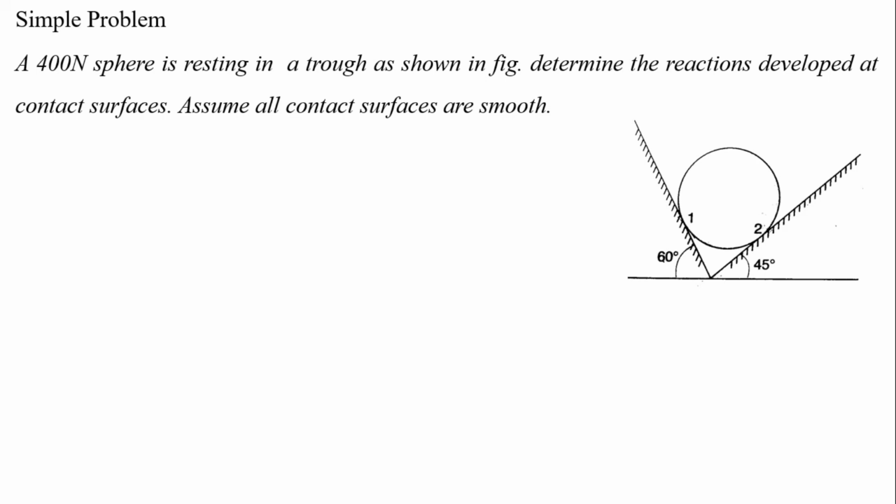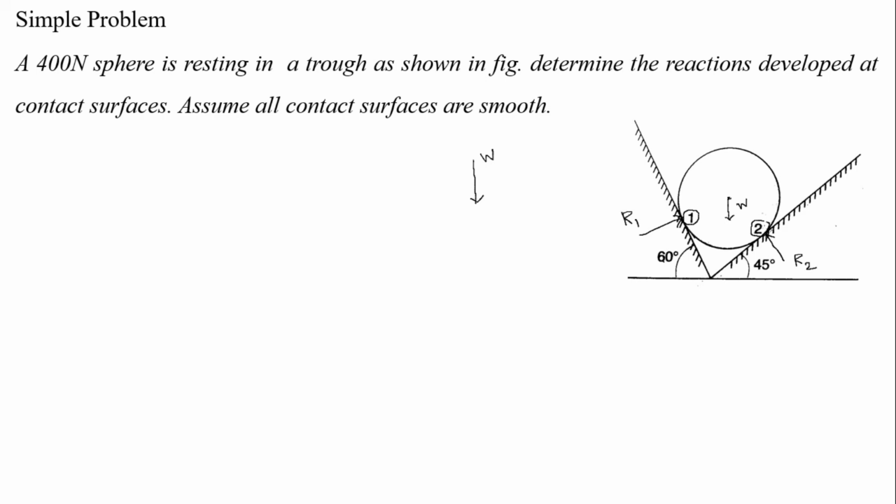So, W is acting downward, right. The ball is having some weight, so W is acting downward, and we have two reaction points, one at point 1 and another at point 2. The reaction force is perpendicular to the surface, and another force is also perpendicular to the surface. This is R1 and this is R2, right.